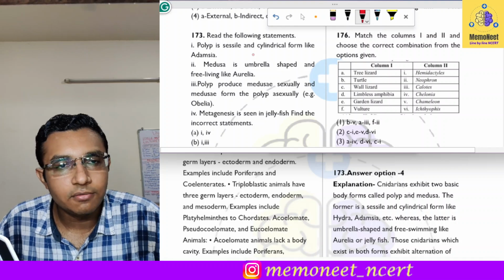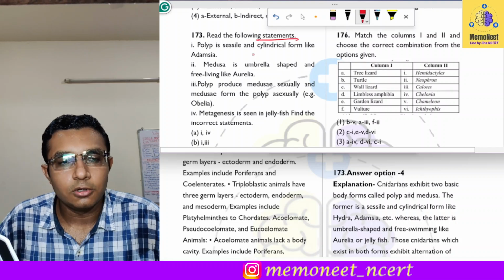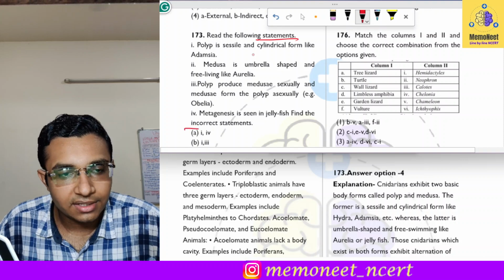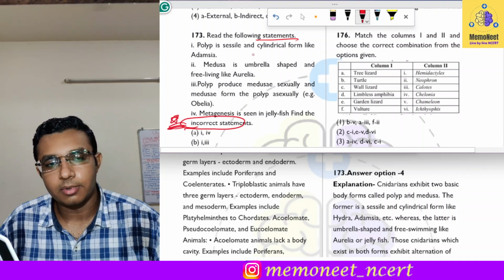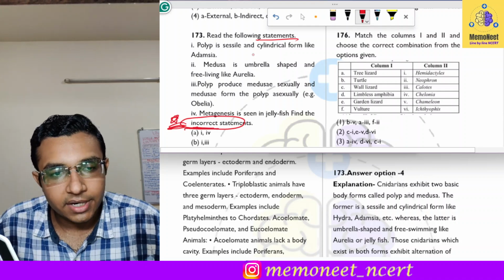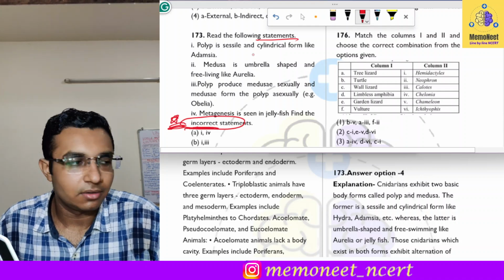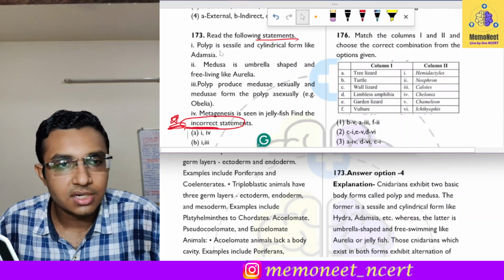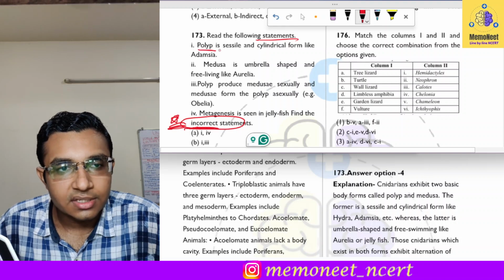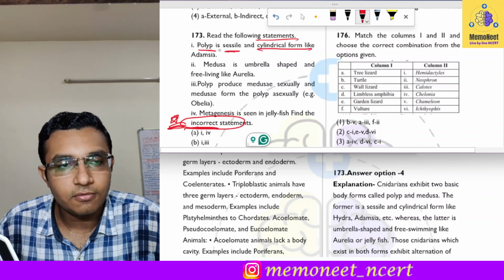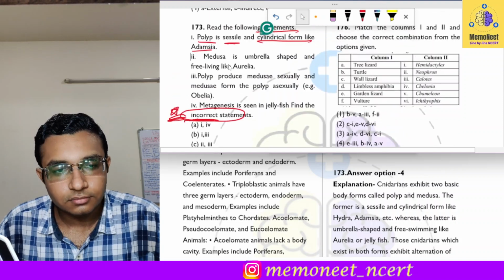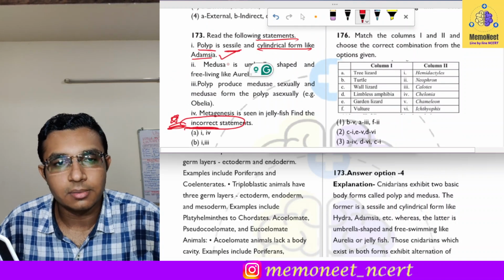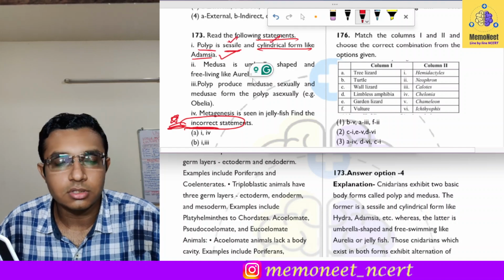So read the following statements. Among the following statements we have to find the incorrect statements. Remember to read the question very properly, because here we have to identify the statements which are incorrect. The first statement is: polyp is sessile and cylindrical form like Adamsia. So this statement is correct. The polyp form is sessile and also cylindrical.